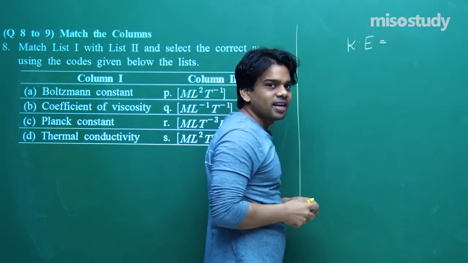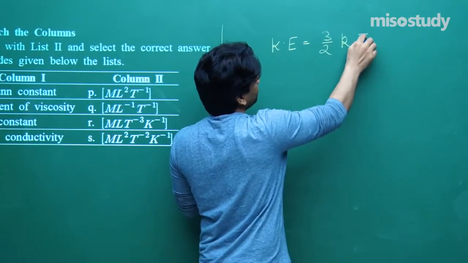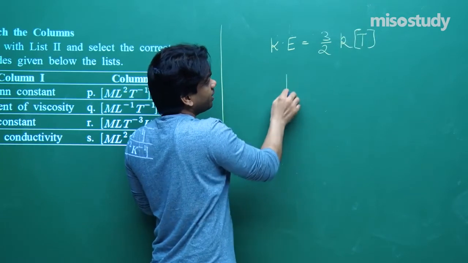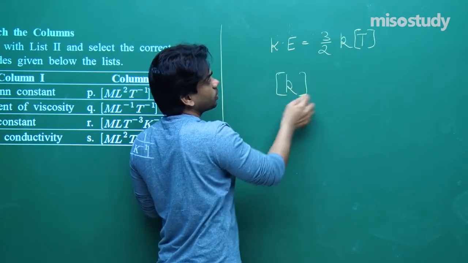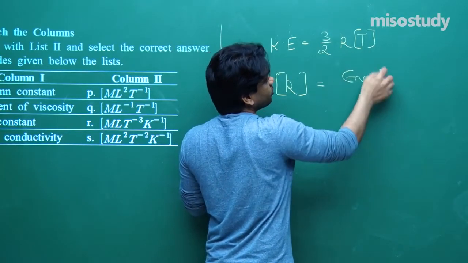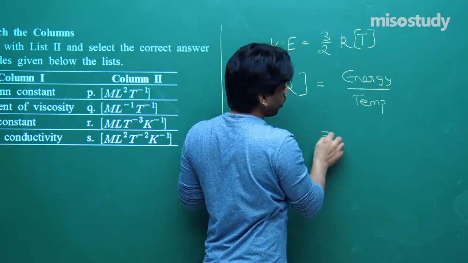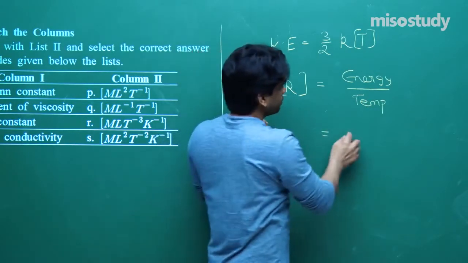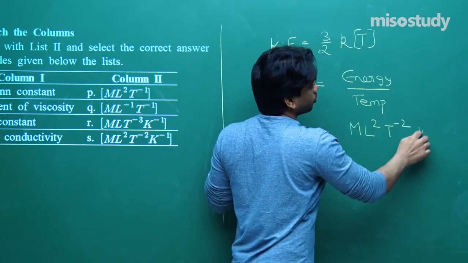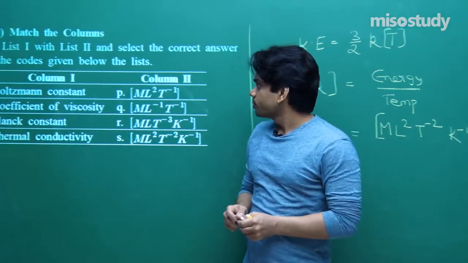Kinetic energy is given as 3 by 2 kT. This is the term that we have used. So I am using kinetic energy. If I write the dimensional formula for Boltzmann constant, that will come out to be energy divided by temperature. Here T is for temperature, remember. Energy is m L2 T power minus 2, and temperature is in the denominator, so K power minus 1 for Kelvin. m L2 T power minus 2, K power minus 1.